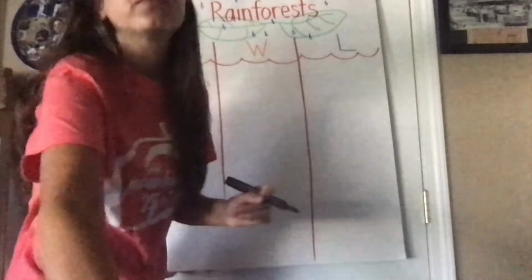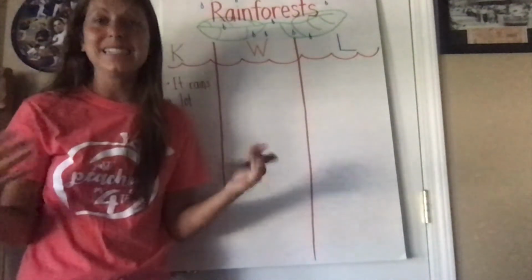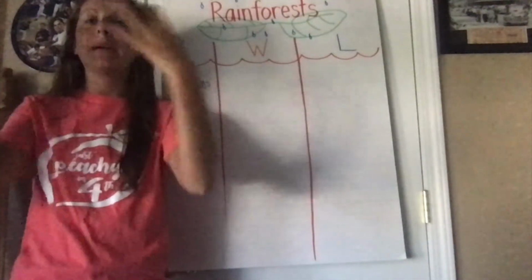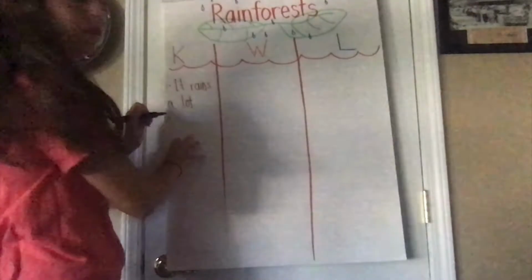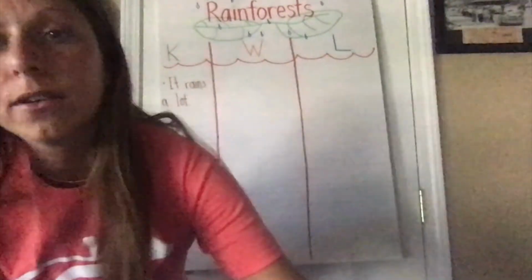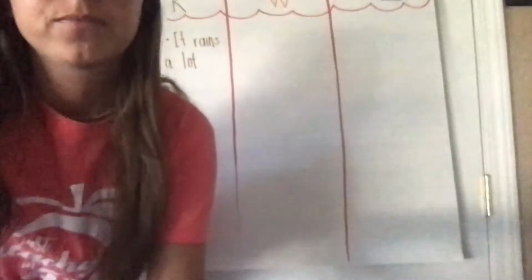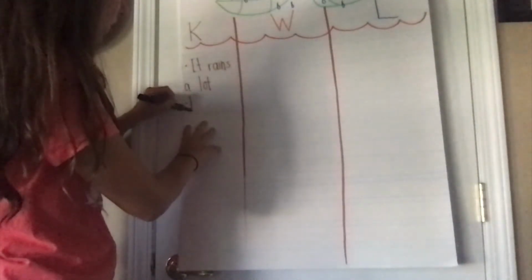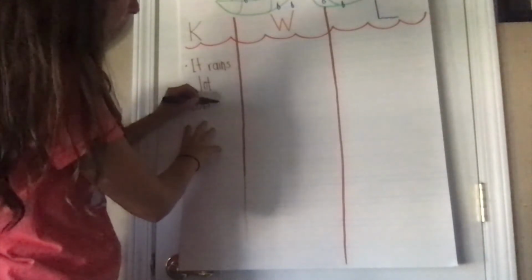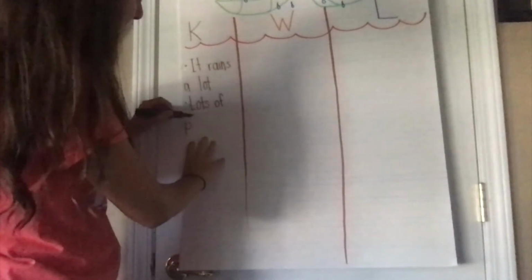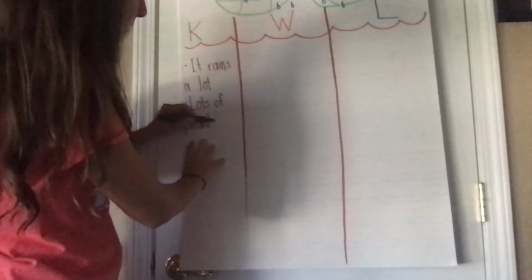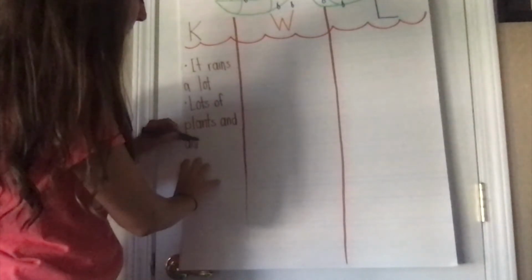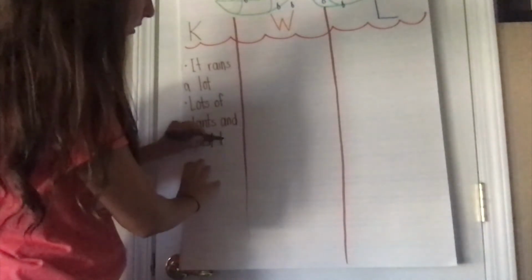Something else I know is that there's a lot of plant and animal life. When I picture a rainforest, I think of the birds and the big green leaves. So I'm just going to write, I want to make sure you can see that. Sorry guys. Okay. Lots of plants and animal life.